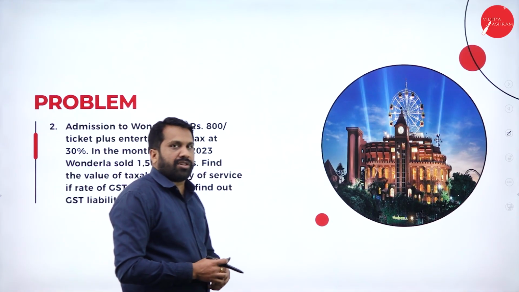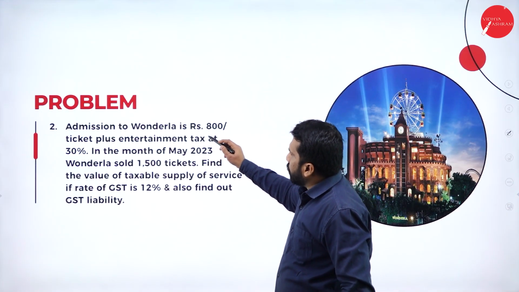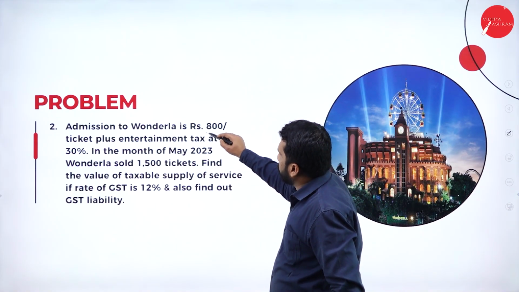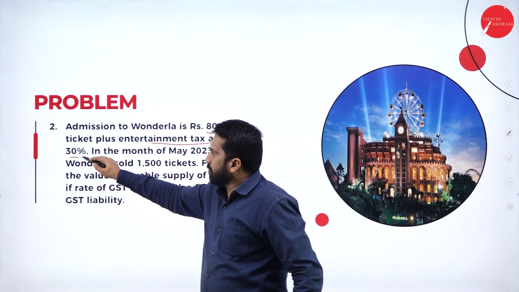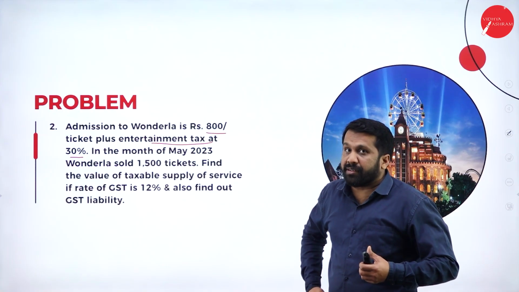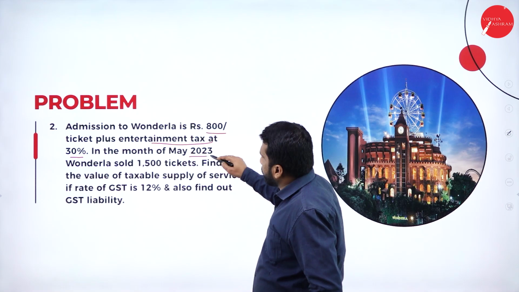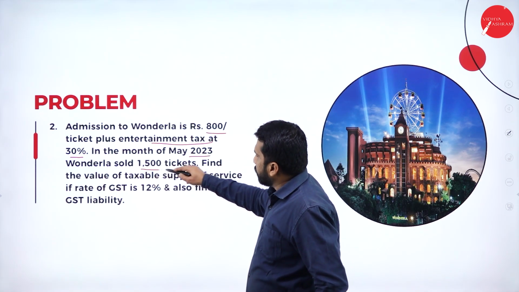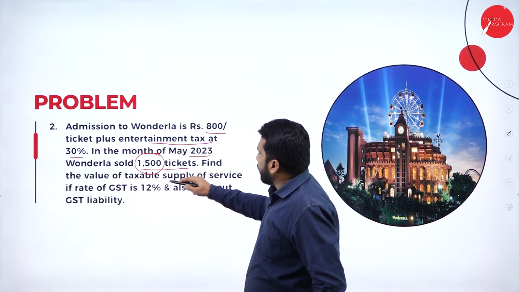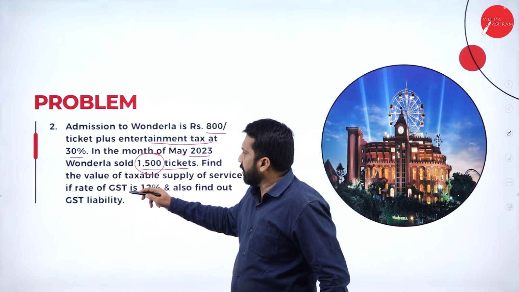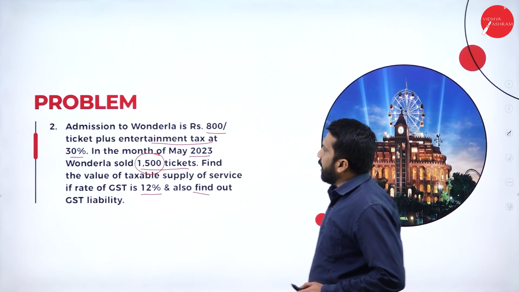Now we'll come to your next problem. Admission to Wonderla is rupees 800 ticket plus entertainment tax at 30%. See, always remember, entertainment tax is always the highest. In the month of May 2023, Wonderla sold 1,500 tickets. This is a number, not a price. Find the value of taxable supply of services if the rate of GST is 12%, and also find out the GST liability.